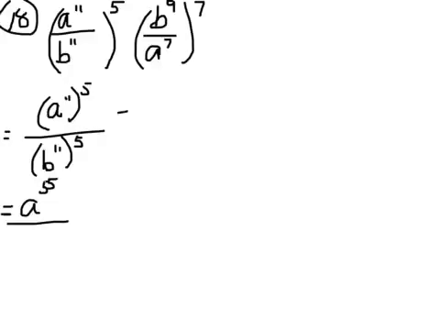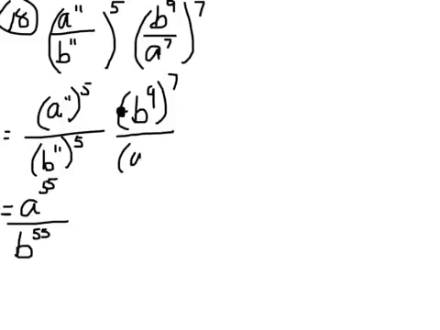And on the bottom, what are we going to have? Yeah, b to the 55, because 11 times 5 is 55. Now, the other term is going to work the same way. We're going to have b to the 9th raised to the 7th power. And that 7 also goes with the denominator.